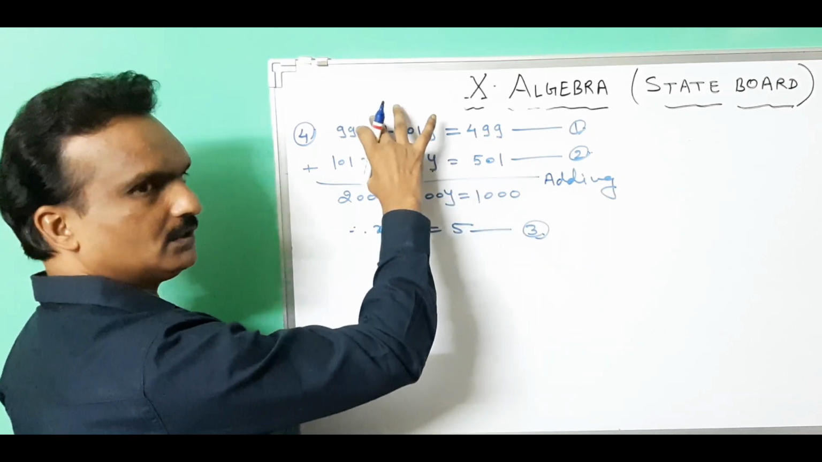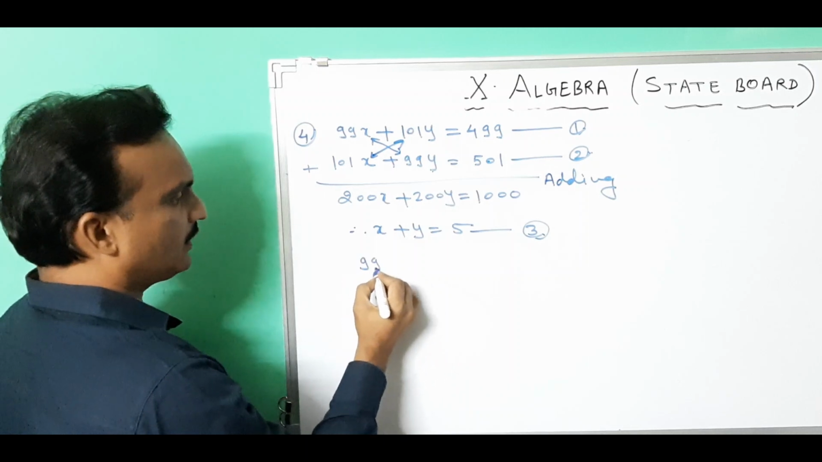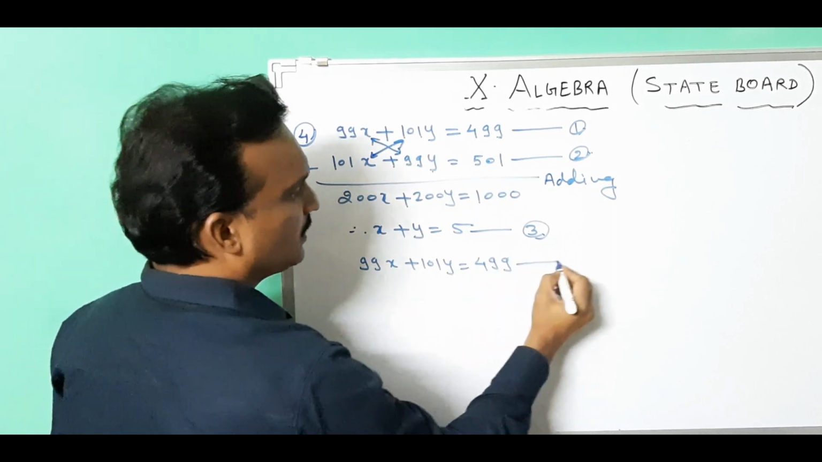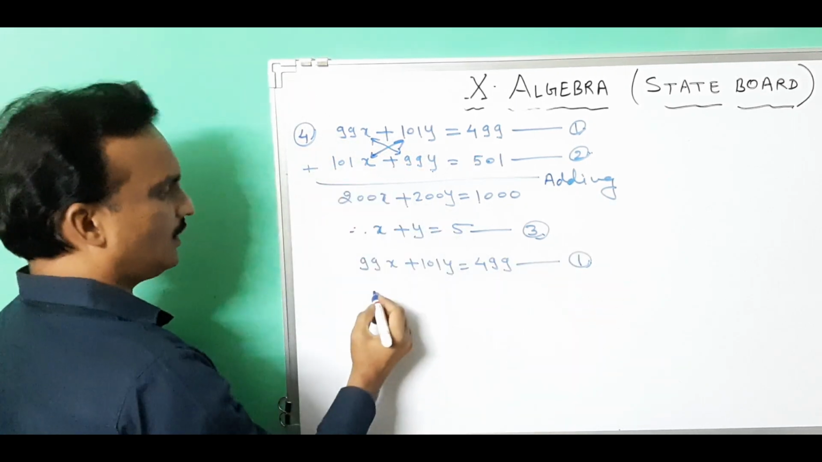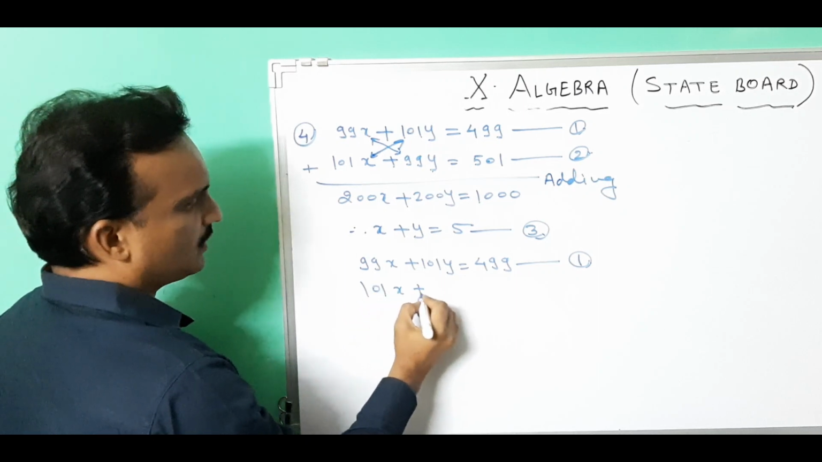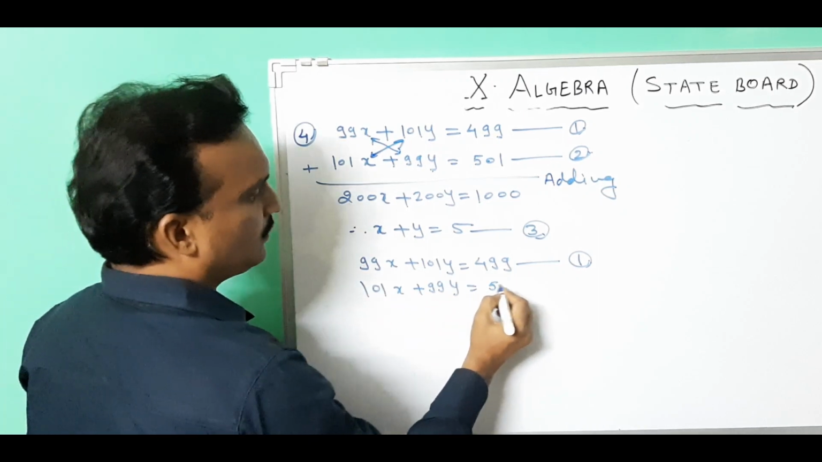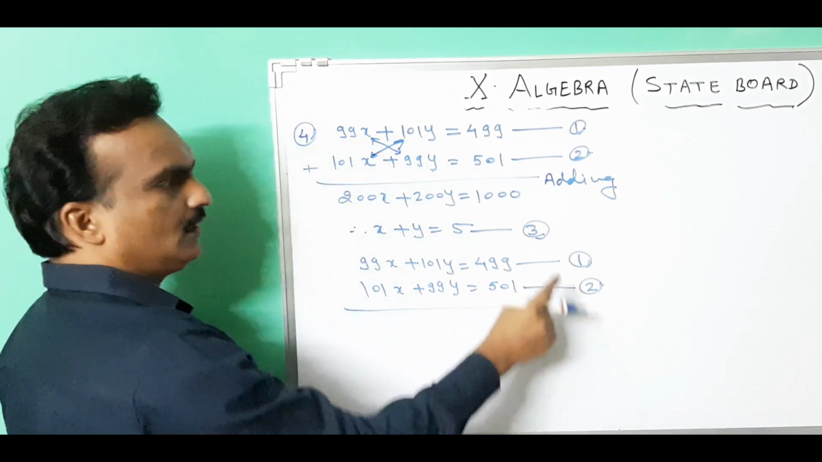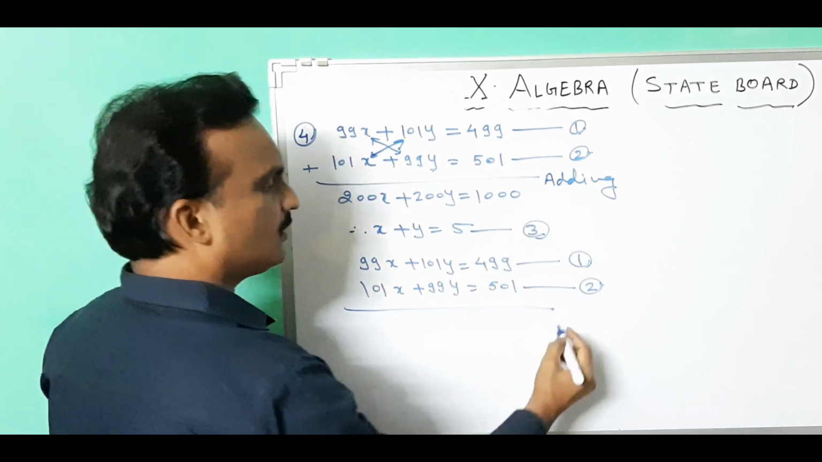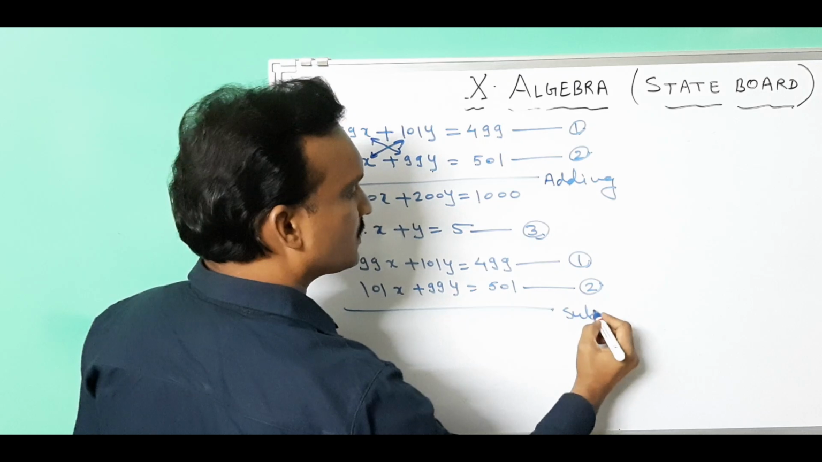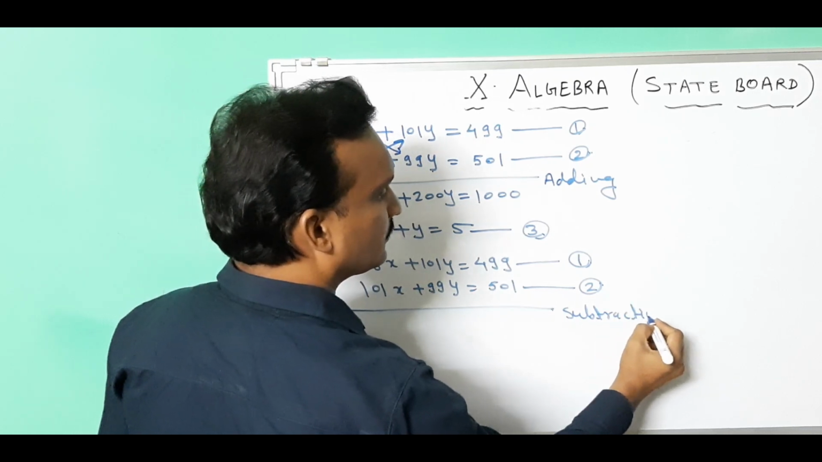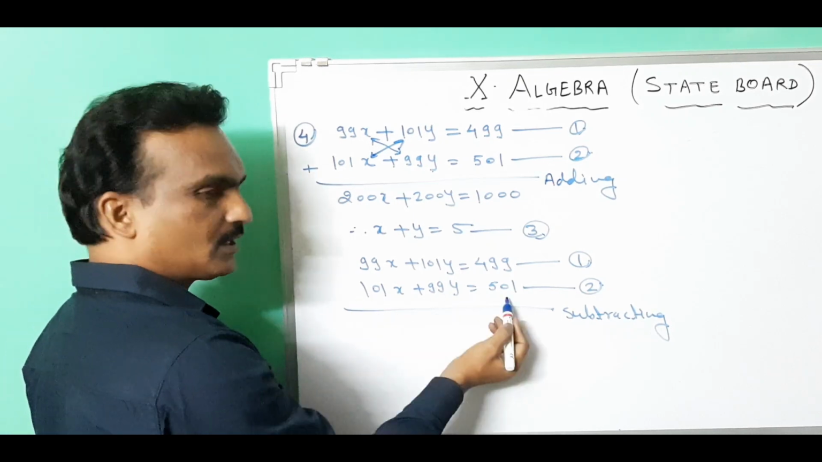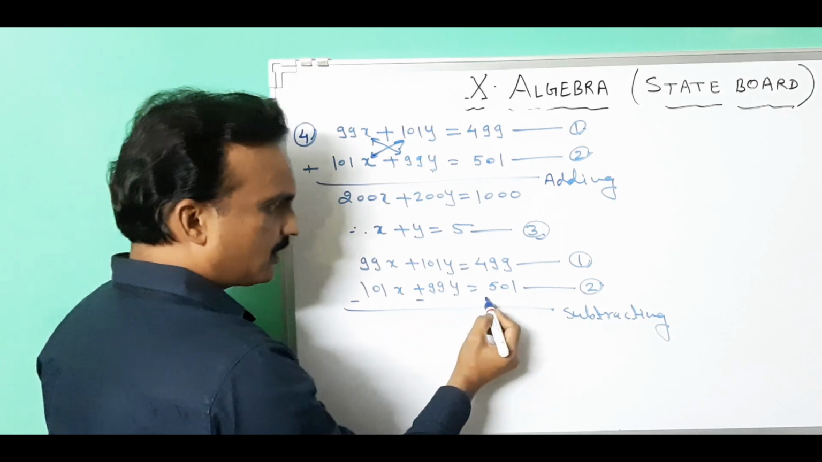Now again we will write these two equations here. 99x plus 101y is equal to 499. This is our first equation, and this one is 101x plus 99y is equal to 501. Okay, so earlier we added, what will we do here now? Subtracting. So what did I say? When we subtract, the sign of the equation below will change.